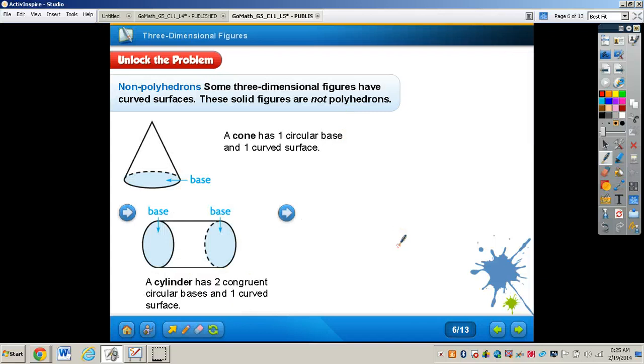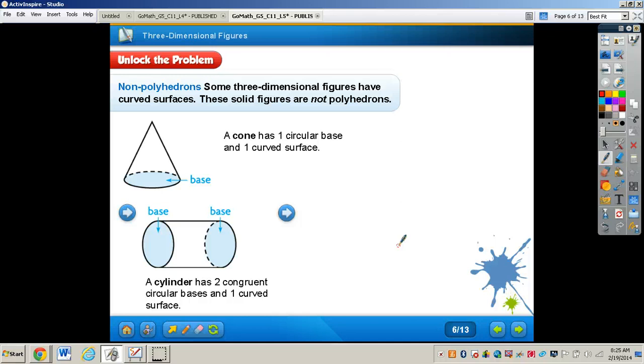Now, it is also important to understand that there are some non-polyhedrons. Some three-dimensional figures have curved surfaces, and we know that anything with a curved surface is not a polygon. So these solid figures are not polyhedrons.